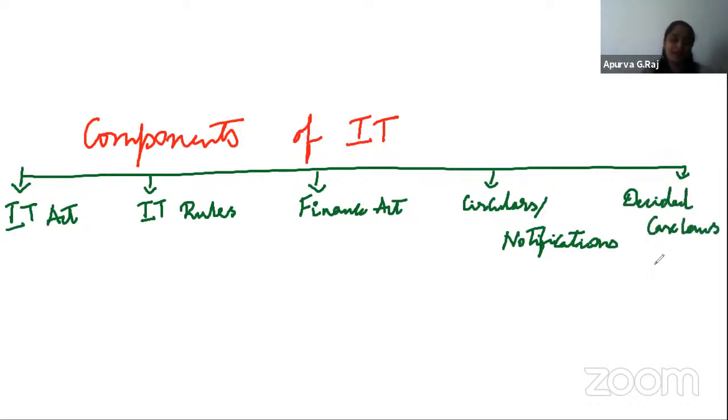So there are 5 components. The first portion is called the Income Tax Act. The second is going to be Income Tax Rules. Next is the Finance Act. Fourth one is Circulars or Notifications. Next is going to be Decided Case Laws. Let's understand these components one by one, because it's going to be very important for the purpose of studying the advanced portion.